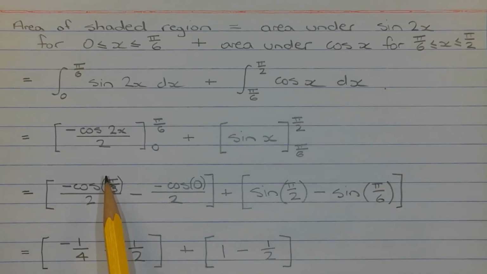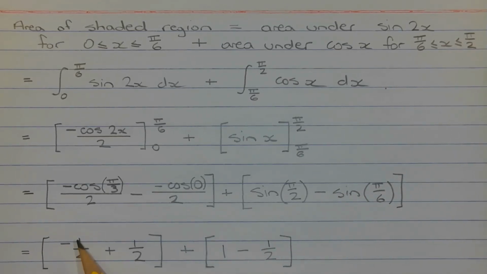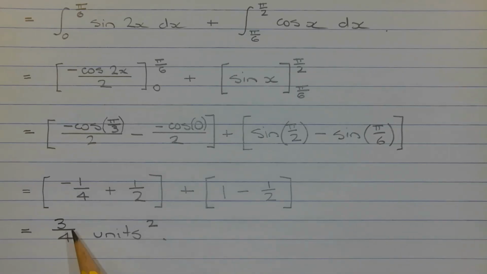Now, negative cos pi over 3 all over 2 is negative 1 over 4. We have a double negative, so that turns it into a positive. So minus negative cos 0 over 2 is positive 1 over 2, or plus half, plus sine pi over 2, which is 1, minus sine pi over 6, which is 1 over 2. So we have negative 1 over 4 plus 1 over 2 plus 1 minus 1 over 2, and that evaluates to 3 over 4 square units.